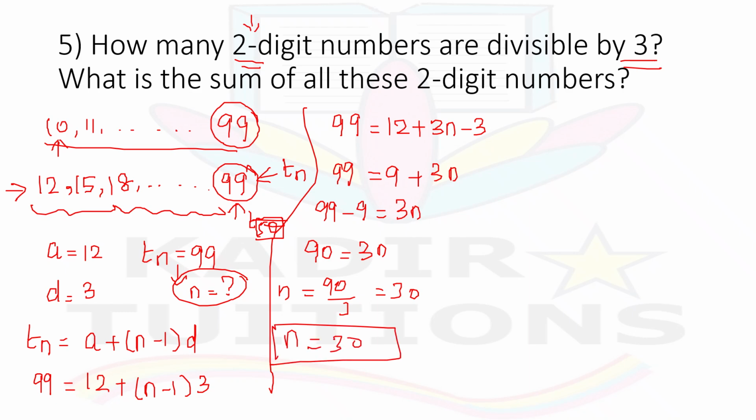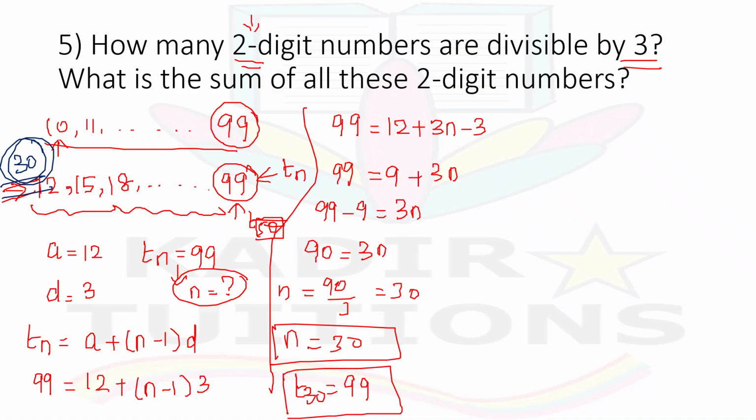What is the meaning of that? That means the 30th term of the AP is going to be 99. Then what I can say, totally in this AP, that means the two-digit numbers divisible by 3, right? So in this AP, totally how many two-digit numbers are available? It is 30 two-digit numbers totally.